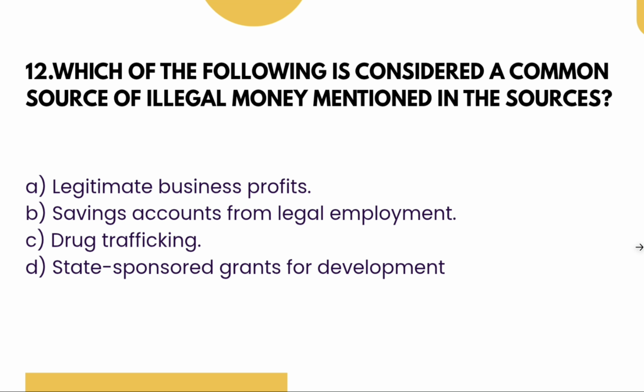Next question, which of the following is considered a common source of illegal money mentioned in the sources? A. Legitimate business profits. B. Savings accounts from legal employment. C. Drug trafficking. D. State sponsored grants for development. And the answer is an easy one.